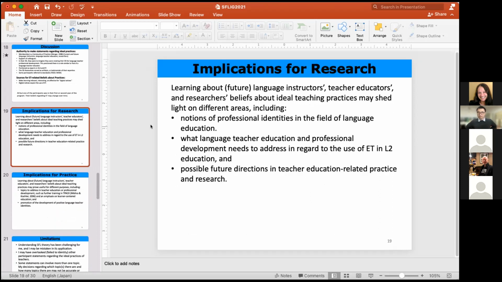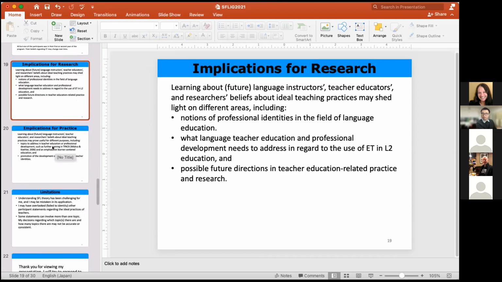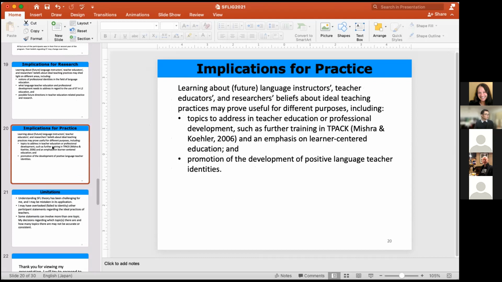So, implications for research. I thought that would be interesting for research on identity, beliefs about practices. For example, do you have the authority to make statements about ideal or obligatory practices? And also, I'd like to learn more about SFL theory, and hope that I can make a contribution to its use more in language teacher education.